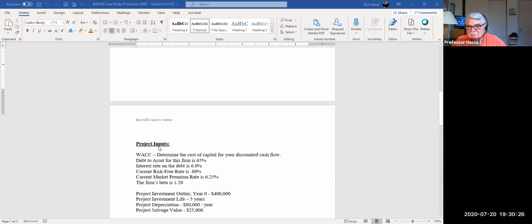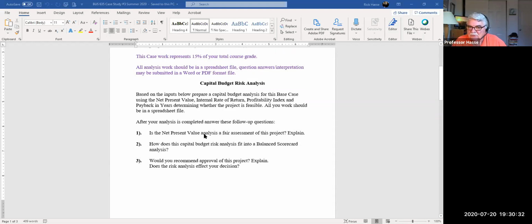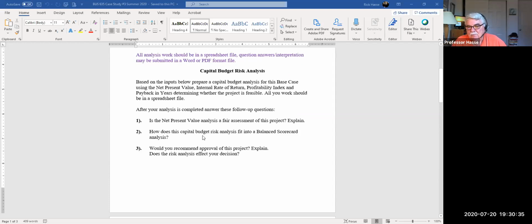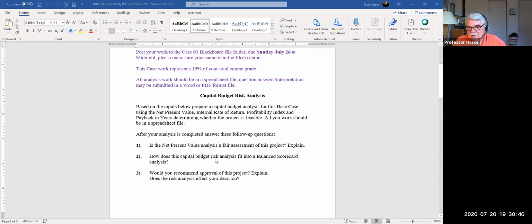There's your case. A little bit more work than usual, and a little bit more interpretation of the data once you get it done. Again, the format is spreadsheet. If you want to write out your answers in a Word or PDF file, that is fine. Or you can include them in your spreadsheet. But word to the wise, don't write out the answers in the spreadsheet and have it go out 25,000 columns. Incorporate that with a text box in your spreadsheet if you're going to do those answers in your spreadsheet. We have a question.